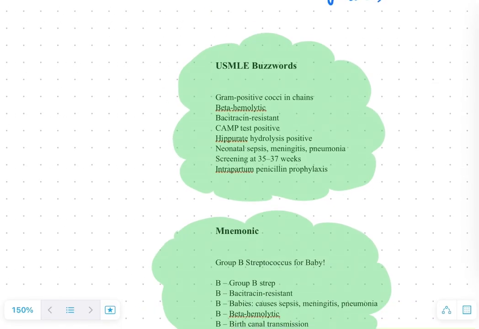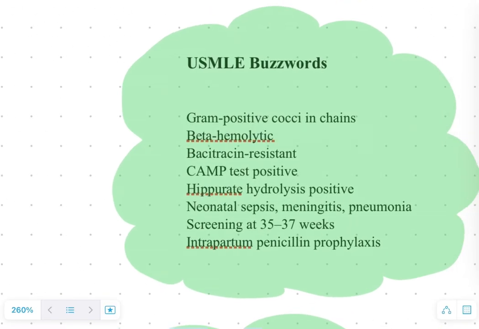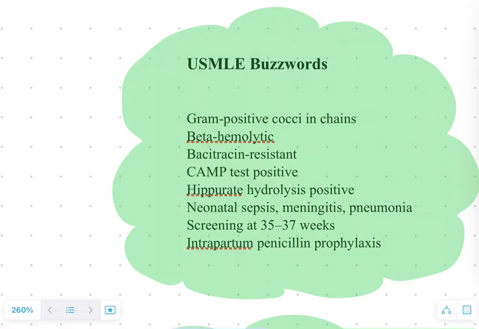So whenever we see a question, we always have to look for gram positive cocci arranged in chains, and beta hemolytic. These two are also seen in pyogenes. So we can differentiate it with the Bacitracin test. Bacitracin resistant one is the agalactiae. The CAMP test is positive, which shows arrowhead hemolysis. Hippurate hydrolysis is positive, which hydrolyzes the hippurate into its compounds. Neonatal sepsis, most common cause, meningitis, pneumonia, screening at 35 to 37 weeks of gestation, intrapartum penicillin prophylaxis.